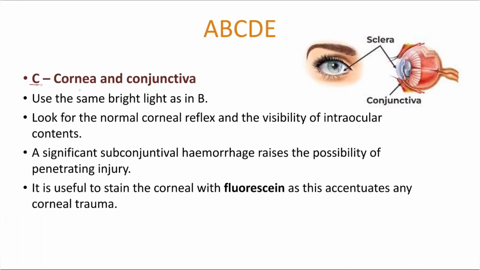At C, you have to look at the cornea and conjunctiva. Use the same bright light as in B, but look for the normal corneal reflexes. You have to examine the corneal reflexes, also to look for the intraocular content. Sometimes you can also see if there is a subconjunctival hemorrhage, which may raise the possibility of penetrating injury. It is useful to stain the cornea with fluorescein in order to accentuate any corneal trauma.